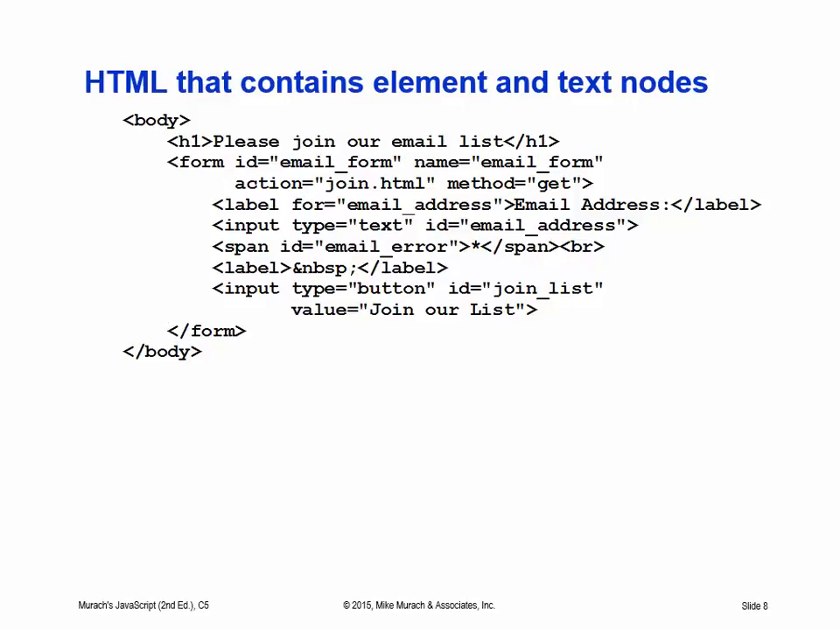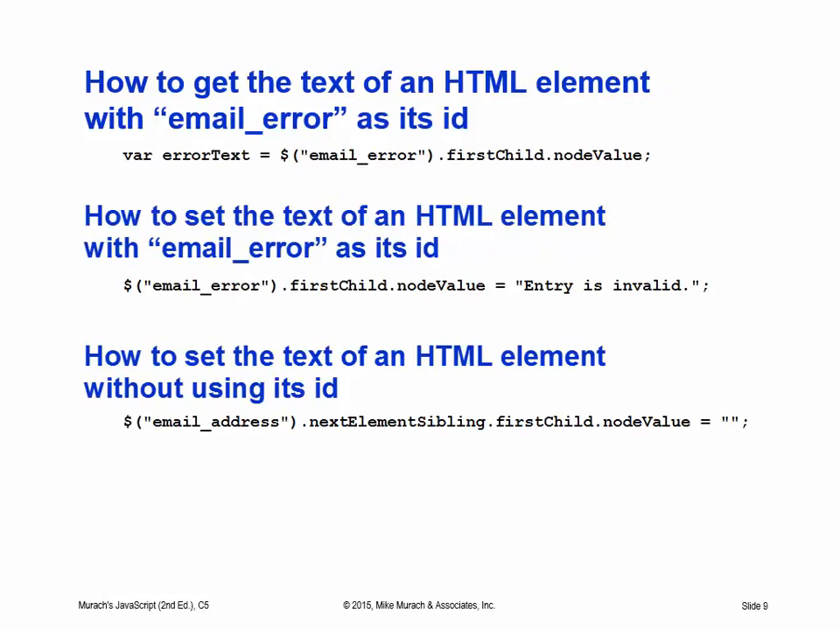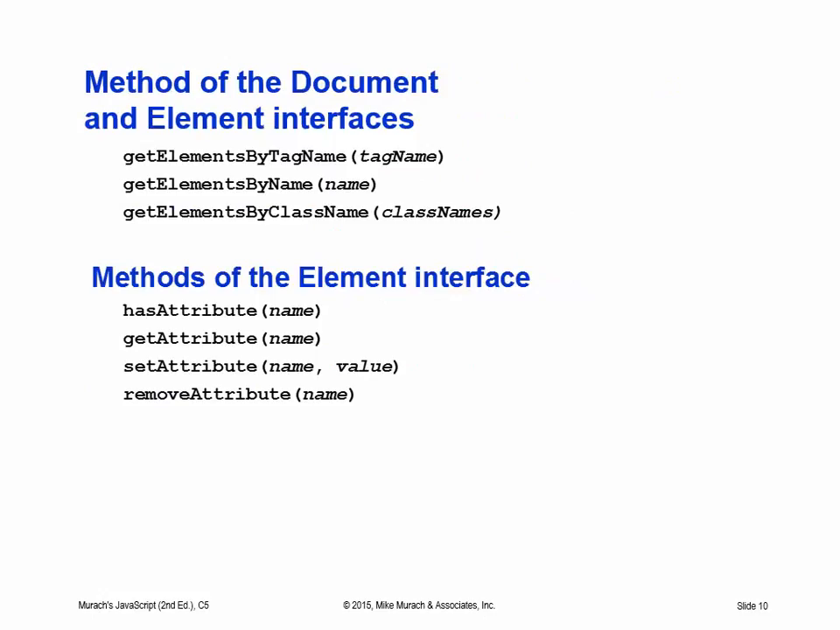The three methods that are in both the document interface and the element interface are shown here. All three of these methods return arrays. So you can say get elements by tag name. This will return an array of all element objects from the document or element that have the tag that specifies this. So for instance, if I wanted to return all anchor elements.